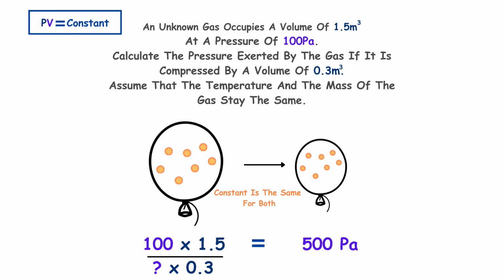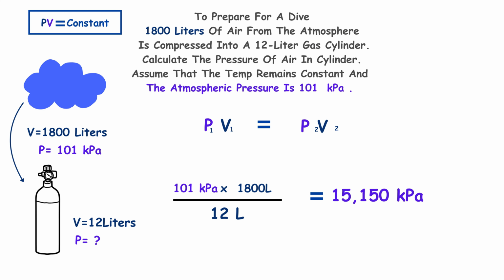Let us try another example. Imagine we are preparing for a dive, and we take 1,800 liters of atmospheric air and compress it into a 12-liter gas cylinder. We are asked to calculate the pressure of the air in the cylinder, given that the temperature stays constant and that atmospheric pressure is 101 kilopascals.